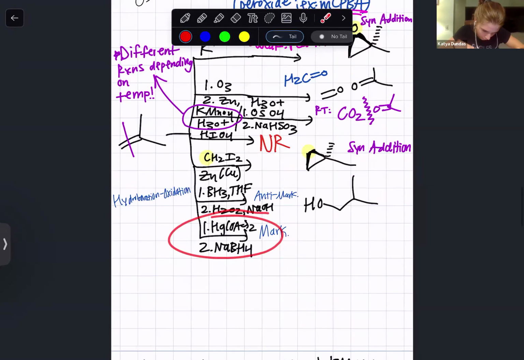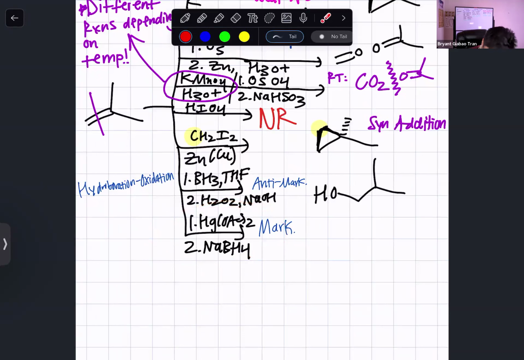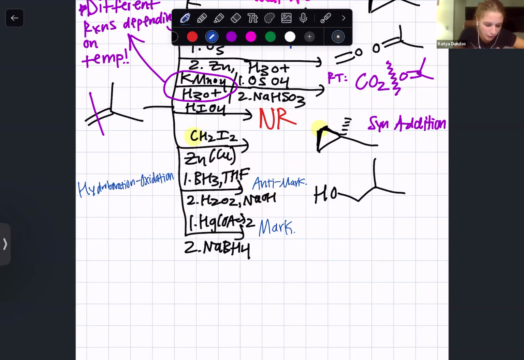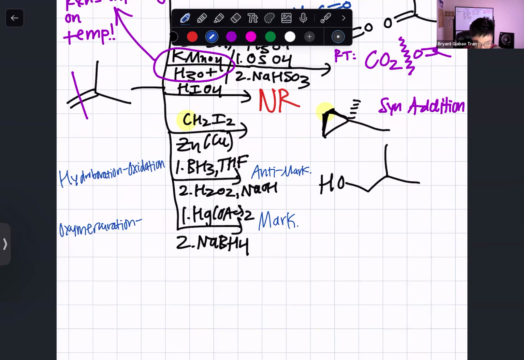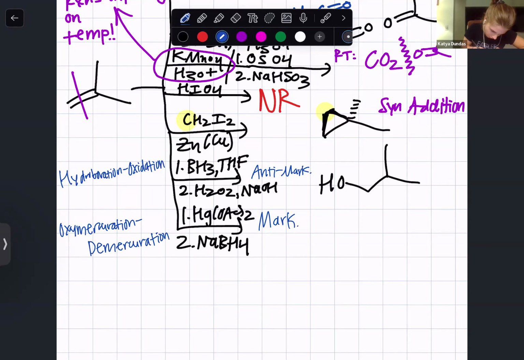What is the reaction name of the last one? We know it's Markovnikov, which is the opposite of the anti-Markovnikov one, but what is the specific reaction name for it? The mercuration, hydromercuration, oxymercuration, something demercuration. Oxymercuration, demercuration. They go together. Is that the whole name? Yeah, that's the whole name.